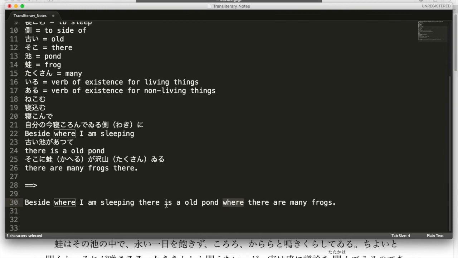sometimes if you have the same word twice in a sentence, like the "there" and the "there", you can call that an echo, and that can be a good thing or a bad thing. And now we also have "where" and "where". So again, I don't think this is necessarily a final iteration. But if I were just reading this naturally, "beside where I'm sleeping, there's an old pond where there are many frogs", I think it's not that bad. It's definitely better than the version with "and" in it.